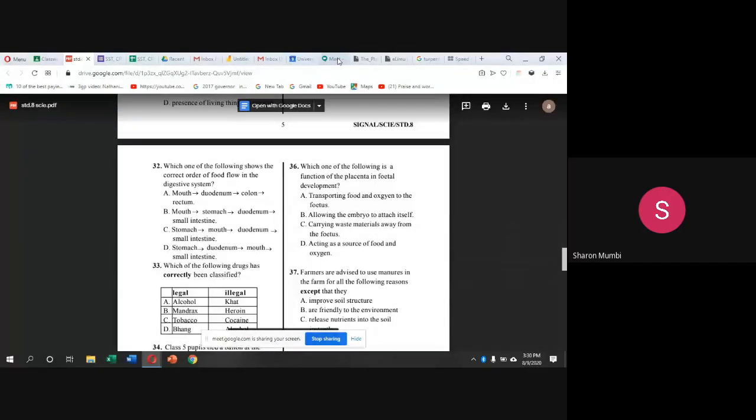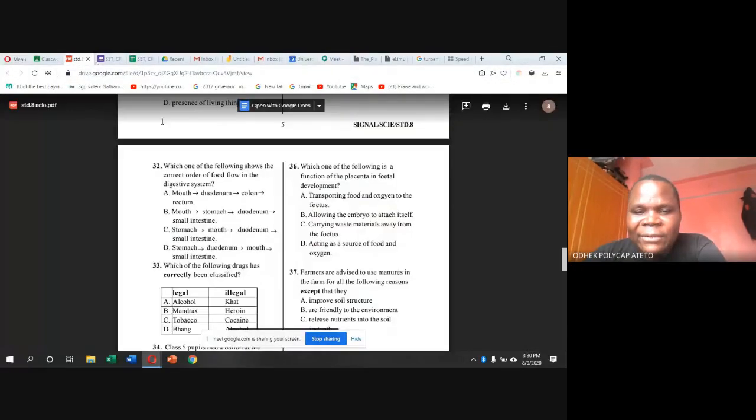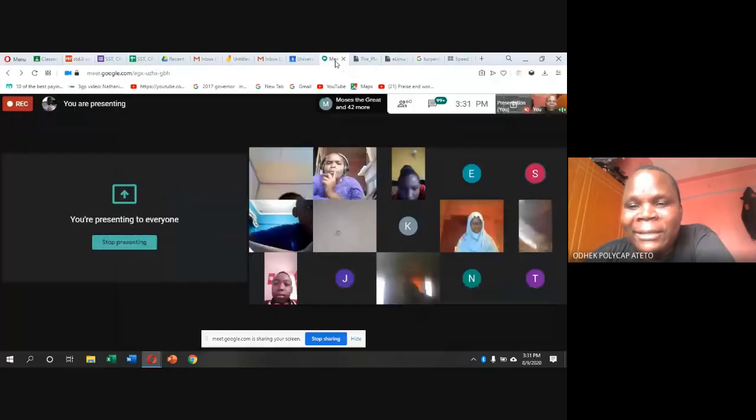Why not dog? The reason I'm saying it's not dog is that it is a source of food and oxygen. No, the baby has got its own oxygen. The oxygen is just coming through the placenta; it is not the placenta that produced that oxygen. So acting as a source of food is okay, but for oxygen, no, oxygen is passing through the placenta.